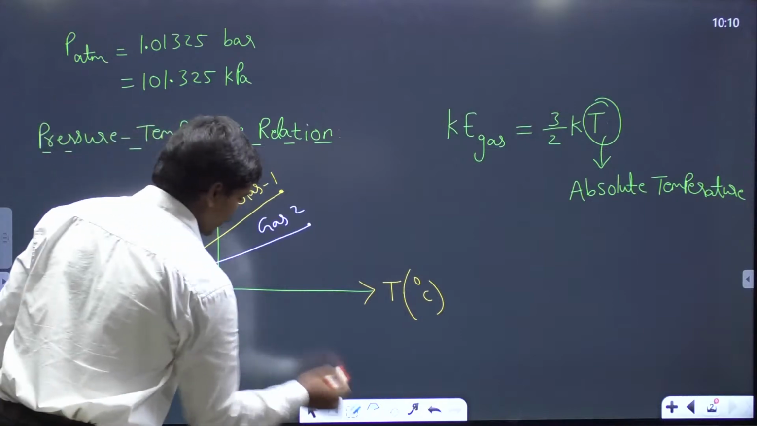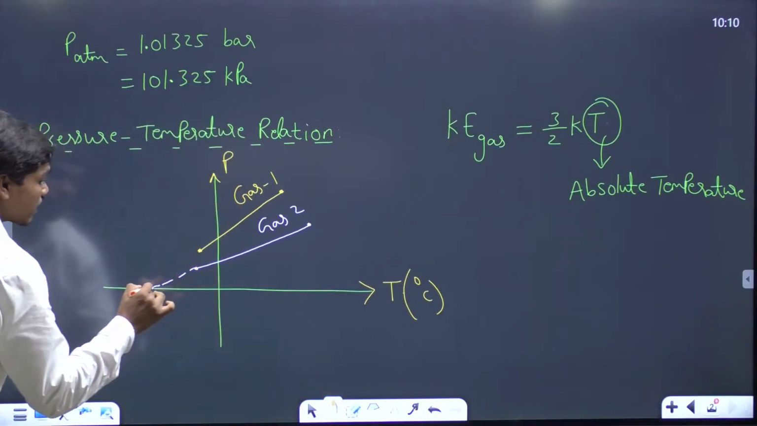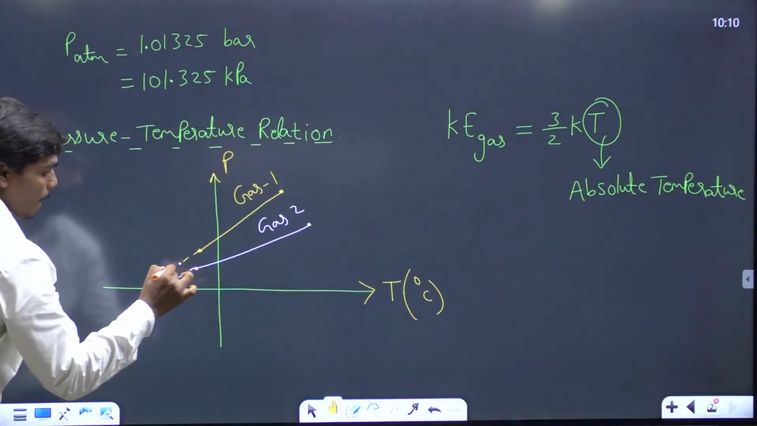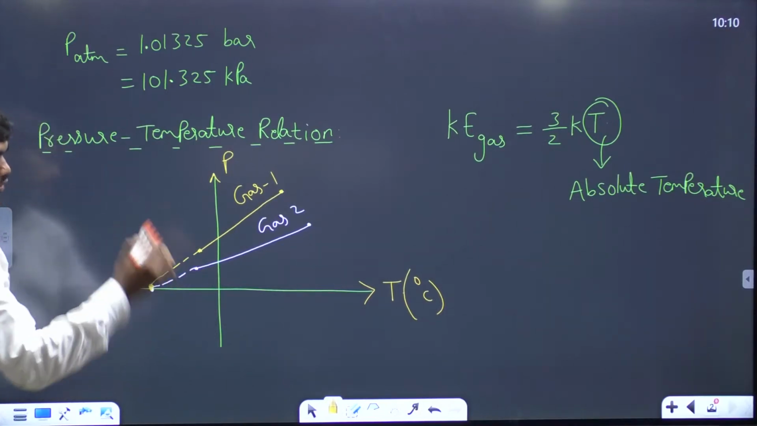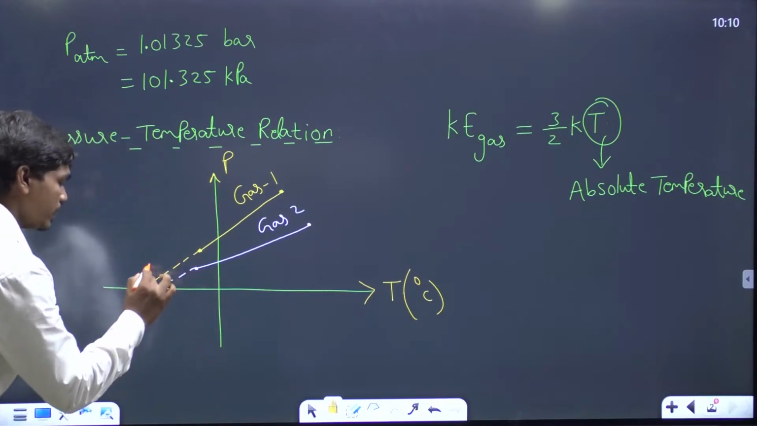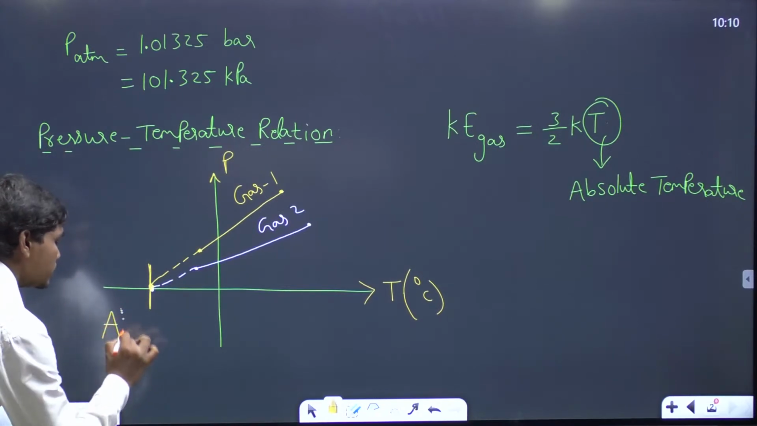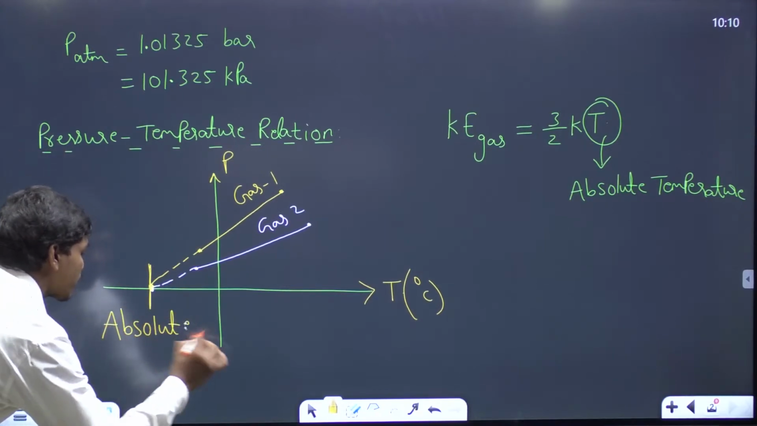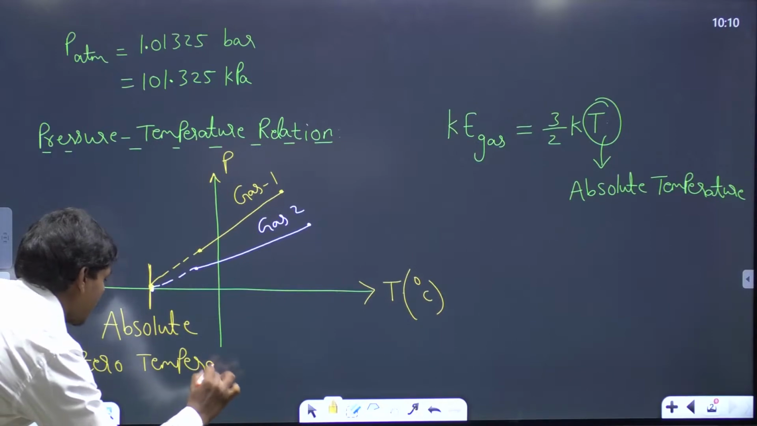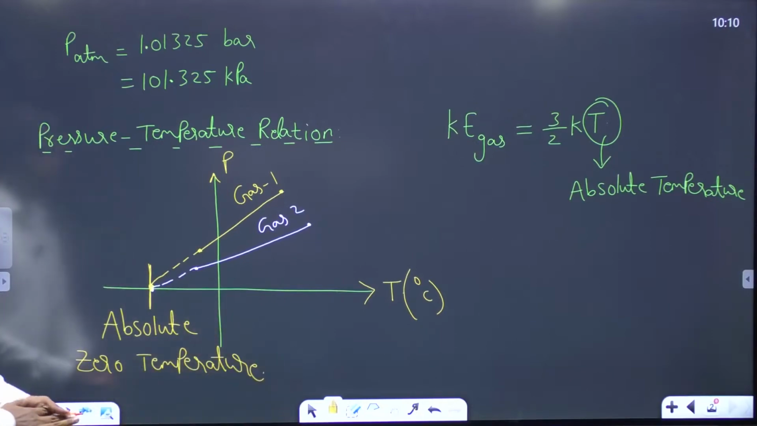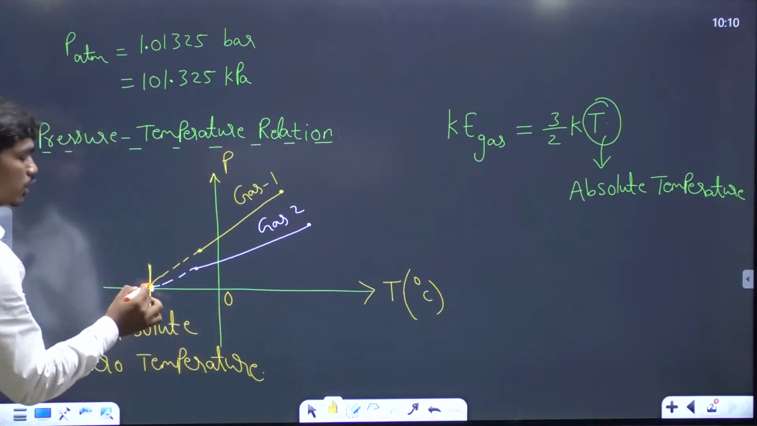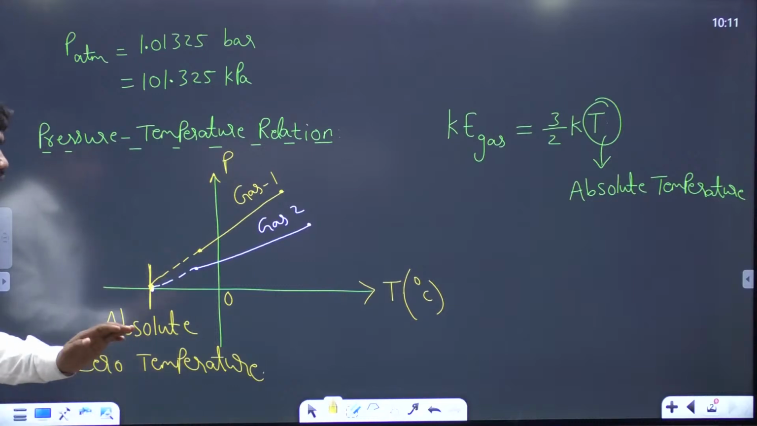But they found one important thing: when extrapolated, all these curves meet at one point. This point is defined as absolute zero temperature, where the pressure P tends to 0. If you see this coordinate system, the value of pressure at this point is 0, correct? So this is what they observed experimentally.